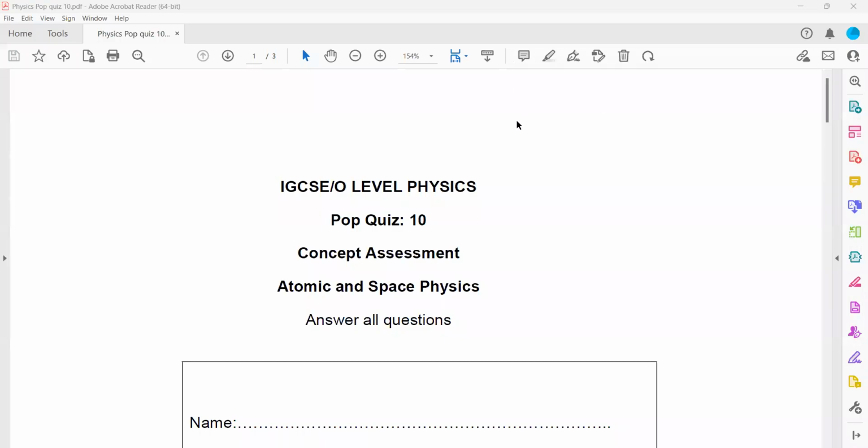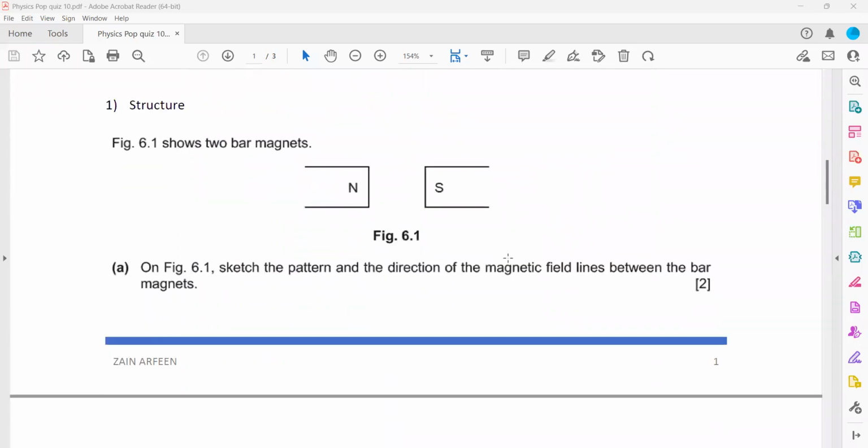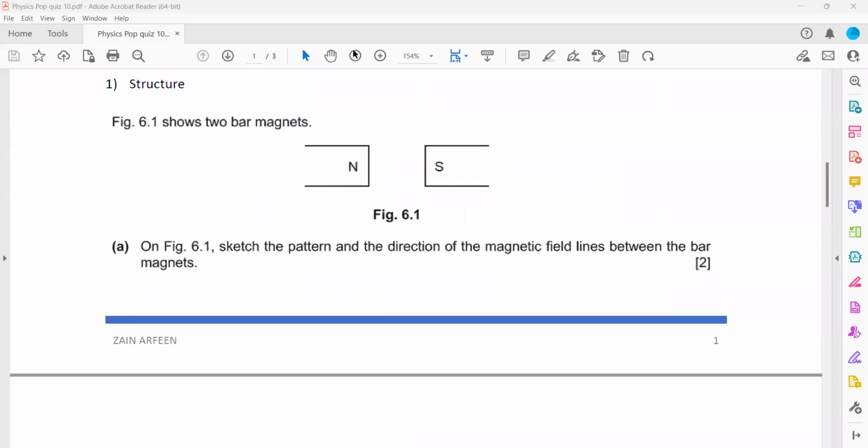So starting with a discussion of pop quiz 10, which was related to atomic physics and the space. And there was one part I added that was related to magnetism. Then the first question: figure 6.1 shows two bar magnets. On figure 6.1, sketch a pattern and the direction of a magnetic field line.